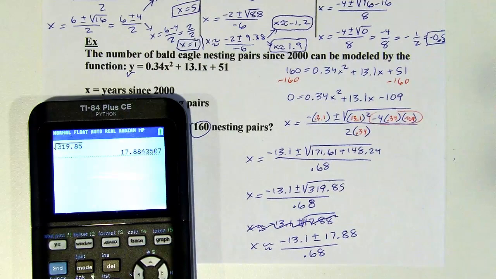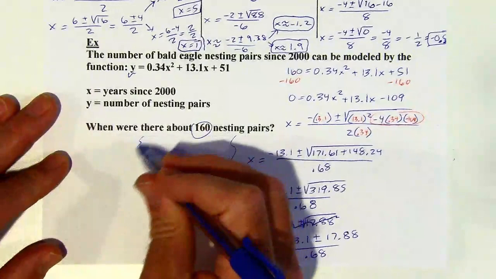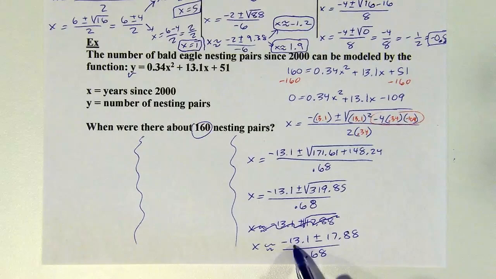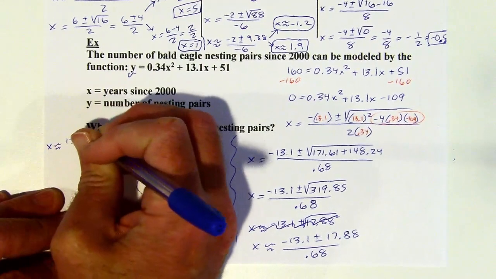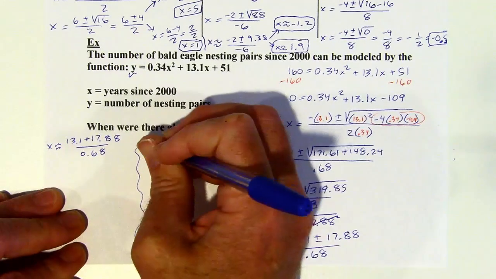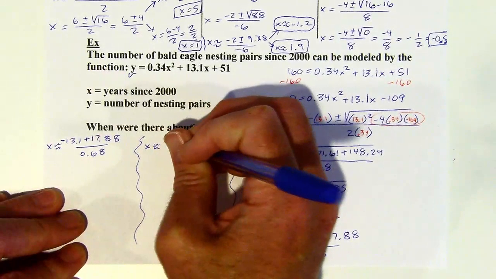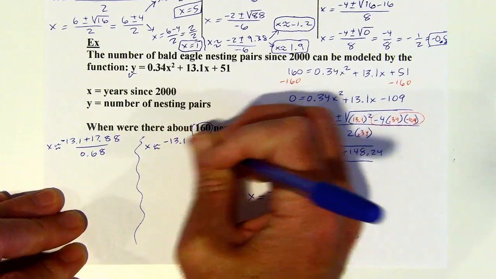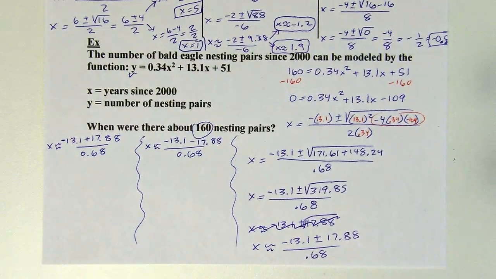Okay? And at this point, I'm going to need to split this into two paths. So here, let me move over here. I've got two paths here. I'm going to do the negative 13.1 plus 17.88 all over 0.68, and then I'll do it with the subtracting on top. So x is going to equal about negative 13.1 plus 17.88 over 0.68, or x could equal negative 13.1 minus 17.88 all over 0.68. Okay, I'm going to have to go down both these paths to take care of the plus or minus.